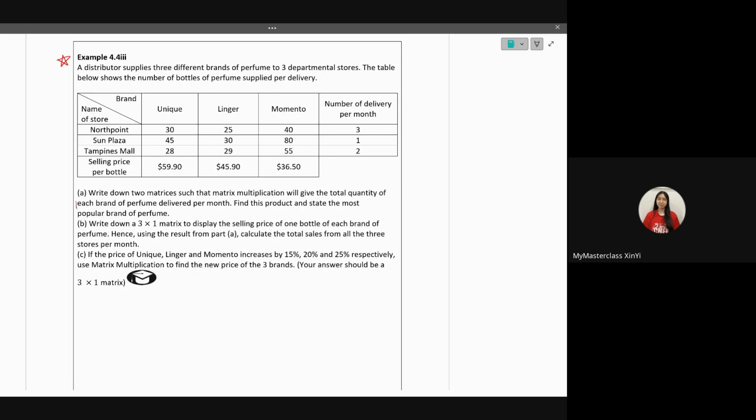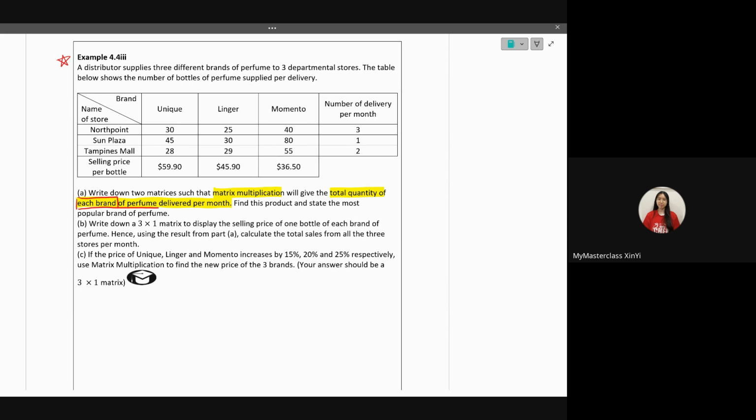Then now let's look at the question. Write down 2 matrices such that the matrix multiplication will give the total quantity of each brand of perfume delivered per month. Let's try to break this down. So from the matrix multiplication of 2 matrices, you want to find the total quantity of each brand of perfume. The keyword here is each brand delivered per month.